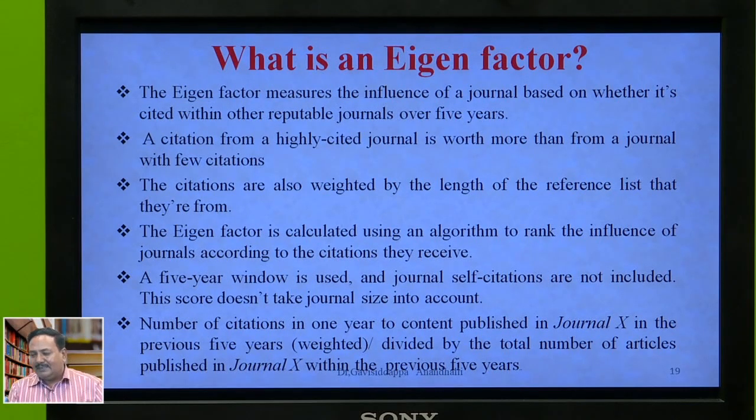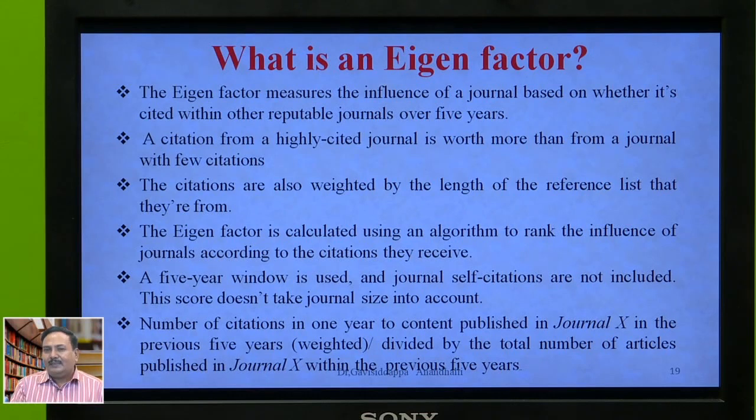A citation from a highly cited journal is worth more than one from a journal with few citations. That is almost obvious also. The citations are also weighted by the length of the reference list they are from. The Eigenfactor is calculated using an algorithm according to the influence of journals, according to the citations they received. A 5-year window is used, and journal self-citation is not included. The score does not take journal size into account.